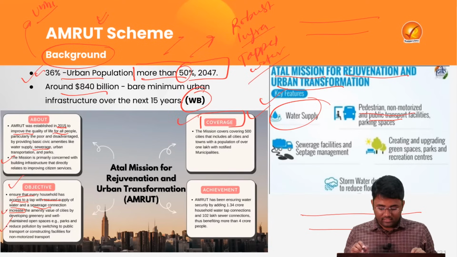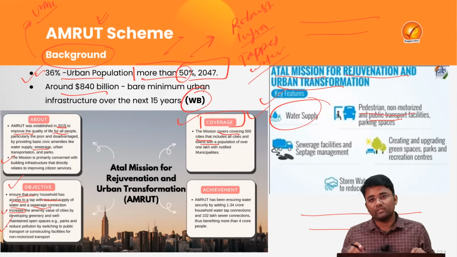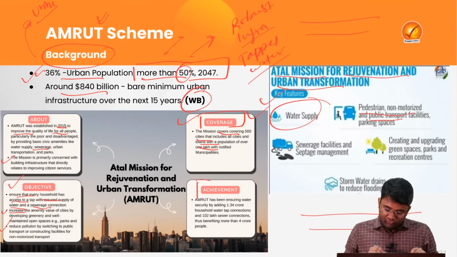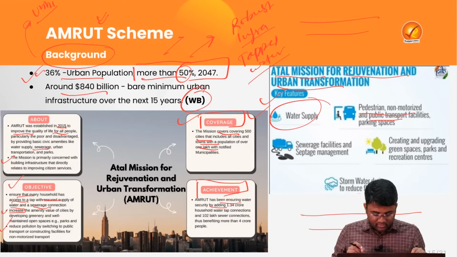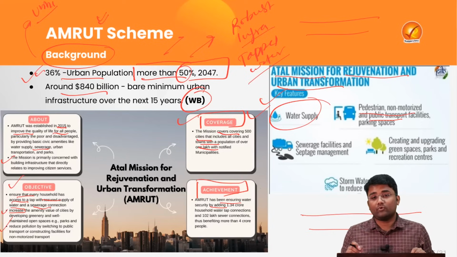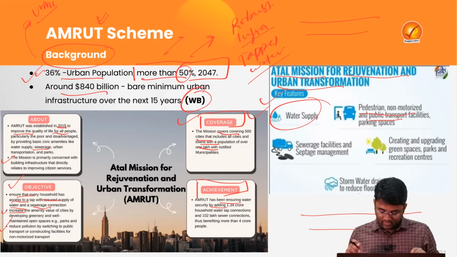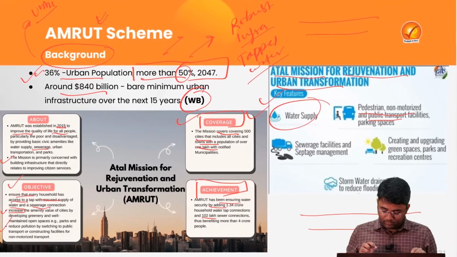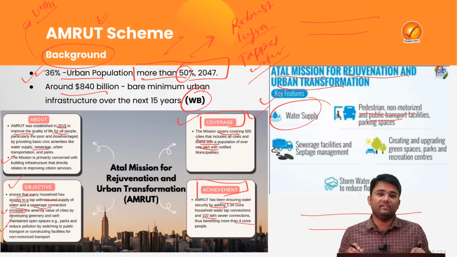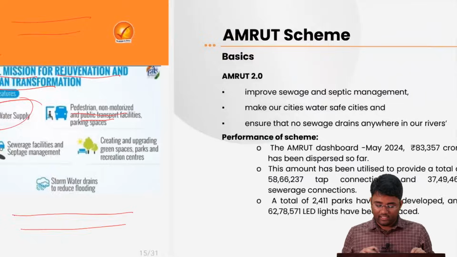If we talk about the coverage, the mission covers almost 500 cities, which includes all cities and towns with a population of over 1 lakh and with notified municipalities. If we talk about the achievements of this scheme, it has ensured that almost 1.3 crore household tap connections are provided to the people living in the urban cities, and almost 102 lakh sewer connections have been provided under this scheme, and that has benefited more than 4 crore people living in the urban areas of India.